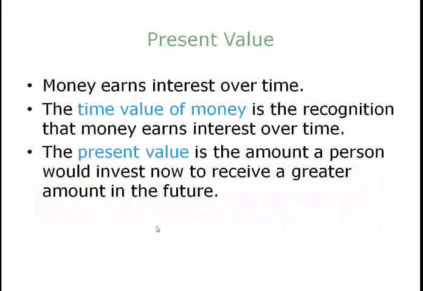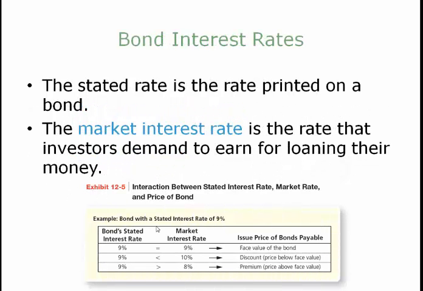And what we talk about is present value. The present value of money is that money earns interest over time, and it has a future value. And then you have bond interest rates. This is a big thing here. I want you to look at this stuff on the bottom. It says if the bond stated interest rate, or what's on the face, is equal to the market rate, it's going to sell at face value. If the bond stated interest rate is less than the market rate, they're going to sell at a discount. And if it's greater, it's going to sell at a premium.